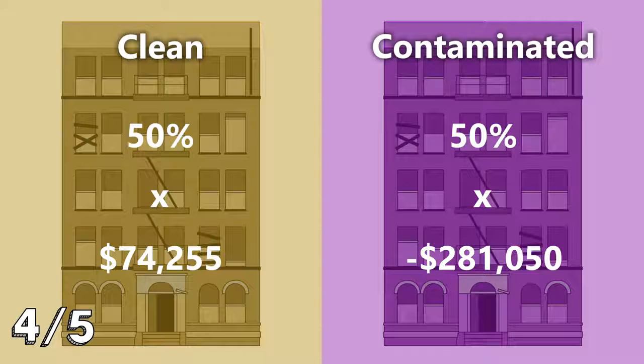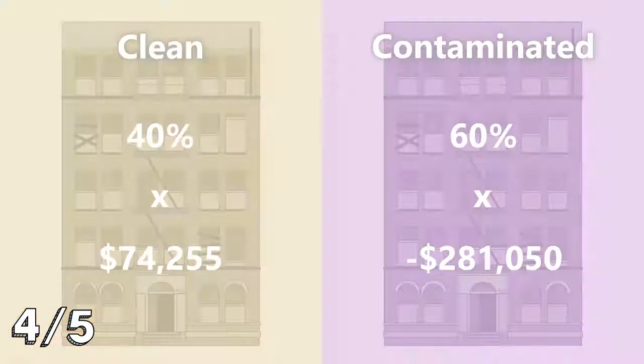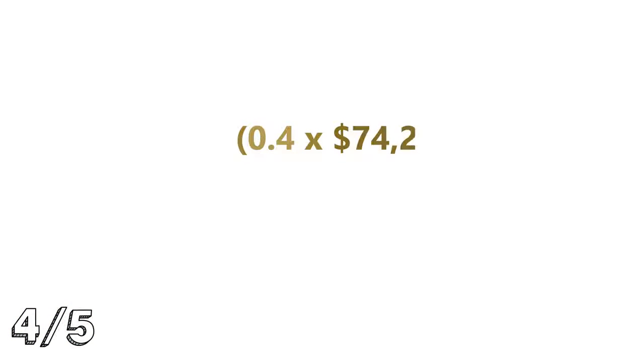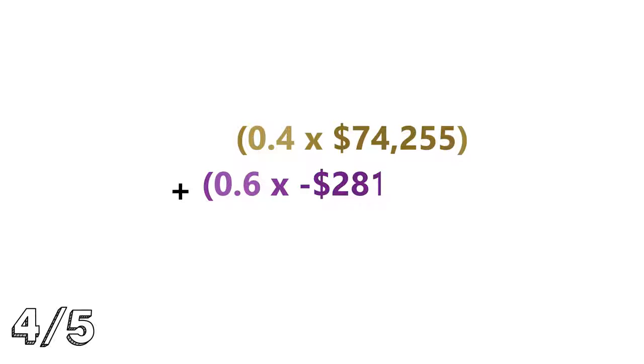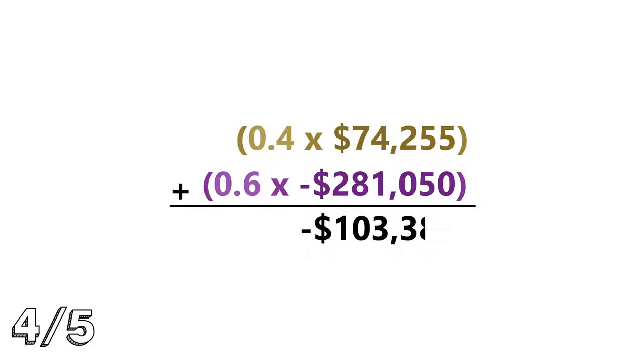If the contamination probability of the example is increased to 60%, the equation would look like this. 0.4 times $74,255 plus 0.6 times negative $281,050, which equals a negative $103,388. The total probability of contamination multiplier must always add up to 1.